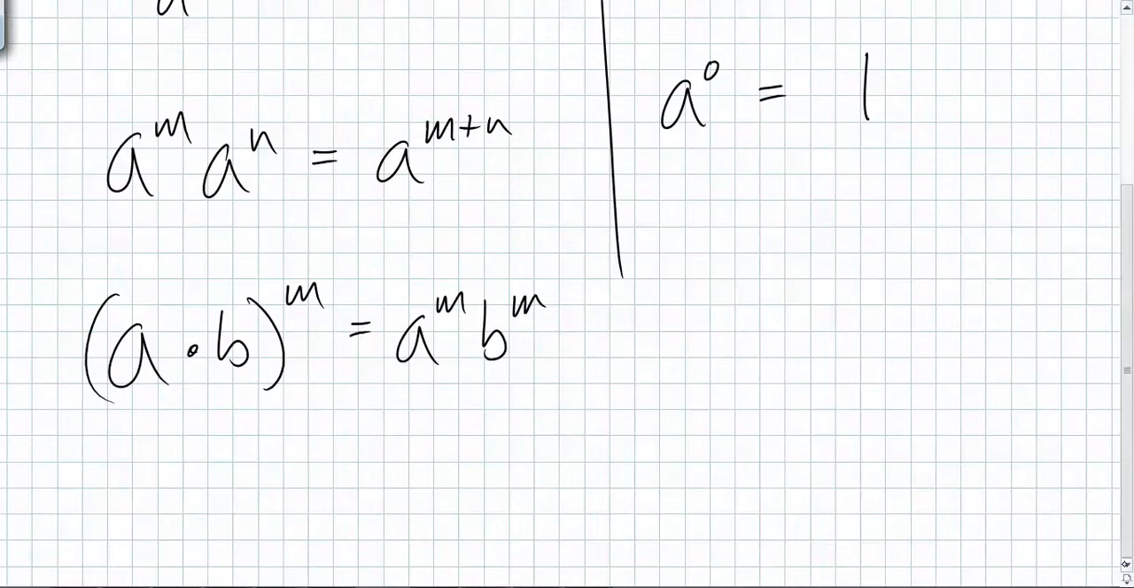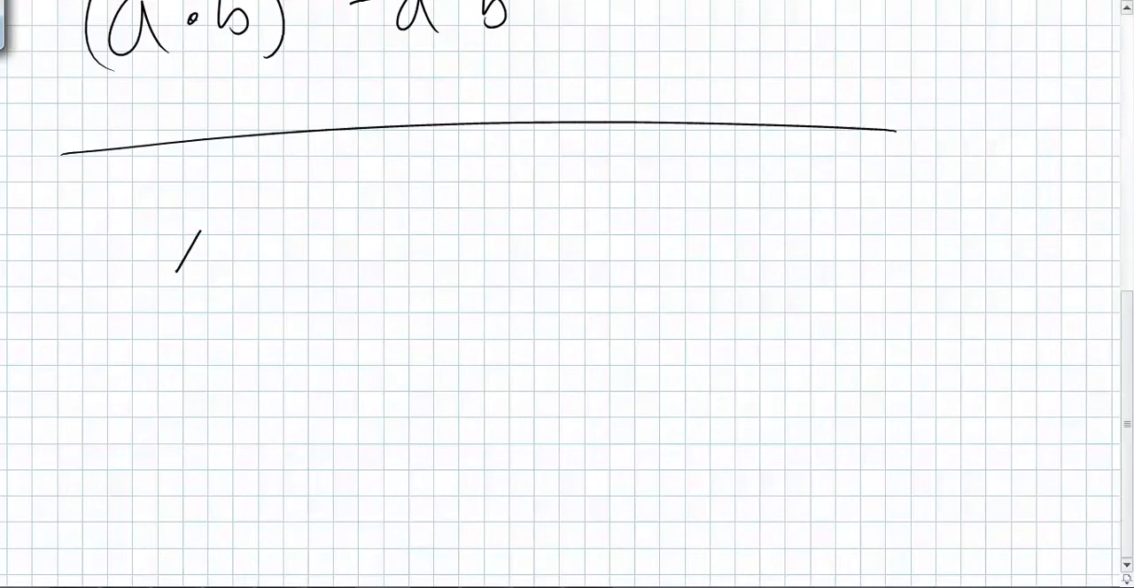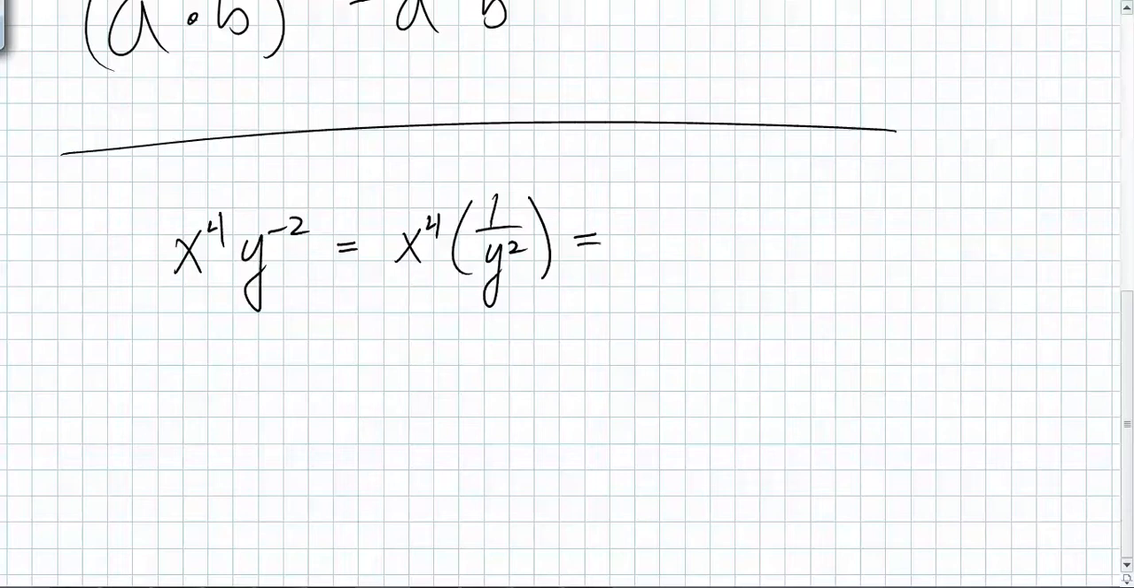You also have to remember how to work with fractions and do division. So for example, if you had x to the 4th times y to the negative 2, that's not in most simplified form because it still has a negative exponent in it. What is y to the negative 2? 1 over y to the 2. And if you have x to the 4th times 1 over y to the 2, what does that equal? Exactly. There would be your most simplified form because there's no negative exponents in it.